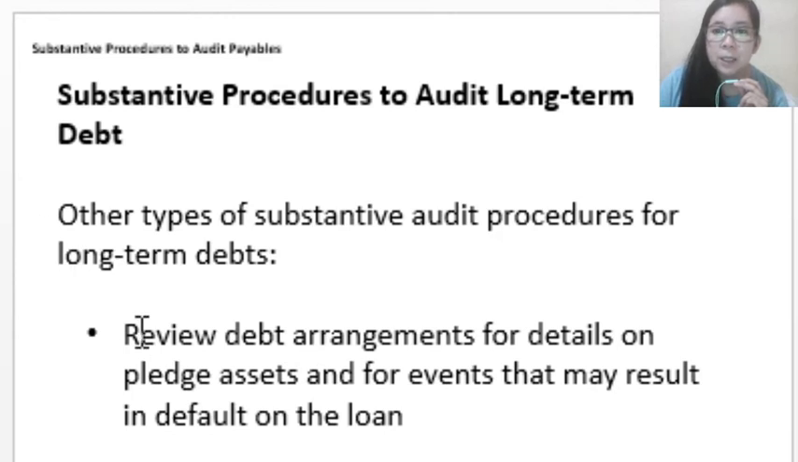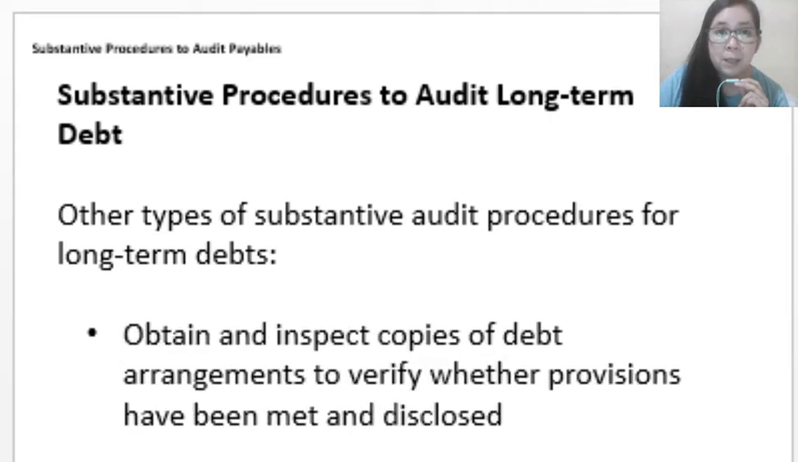Another is that the auditor can also review the arrangements for the liability, which may contain the details on any pledged assets in case of default of payment in the loan. Another is the auditor can also obtain and inspect copies of the arrangement of the liabilities to verify if provisions have been made or met and if it was properly disclosed.